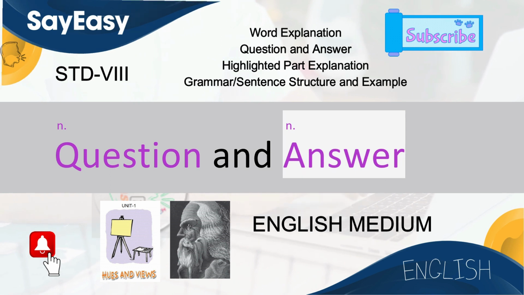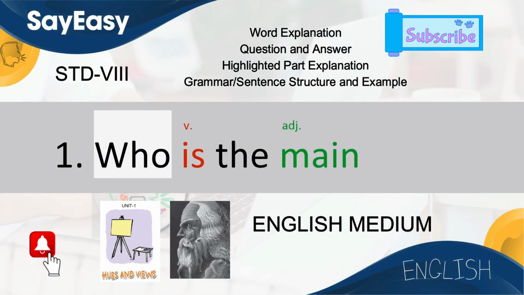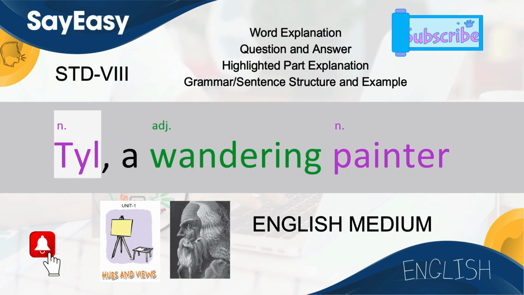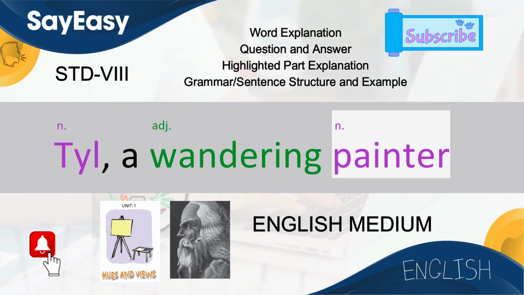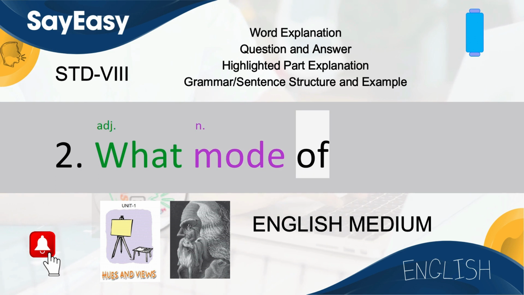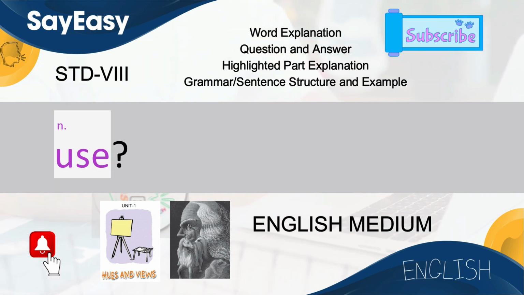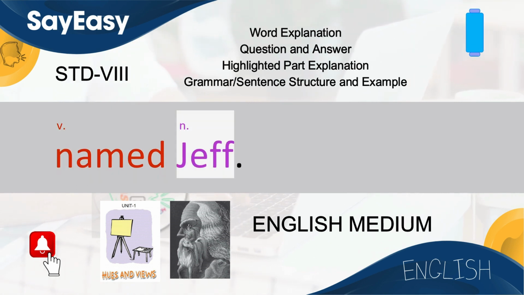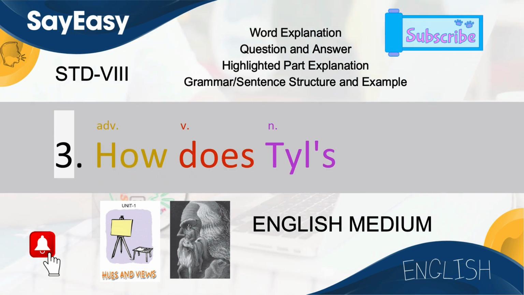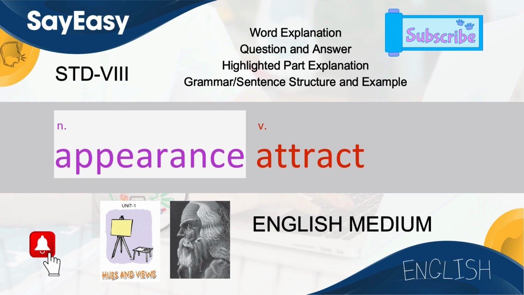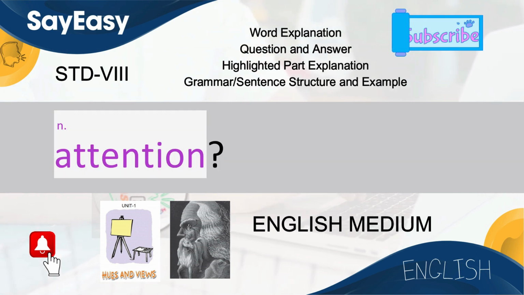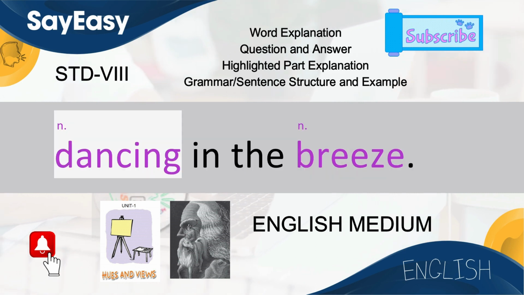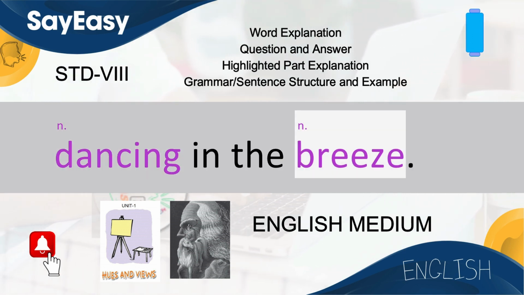Question and answer. 1. Who is the main character of the story? Tivael, a wandering painter. 2. What mode of transportation does Tivael use? Tivael rides a donkey named Jeff. 3. How does Tivael's appearance attract attention? His smartly set cap with 3 bright feathers dancing in the breeze.